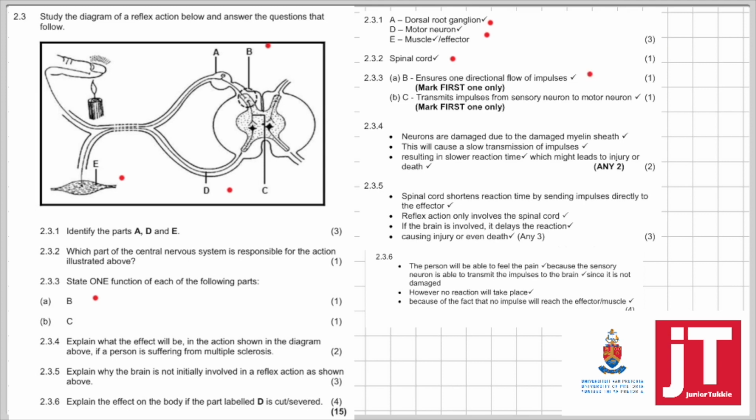What's the function of C? Look at C. C is pointing to the connector neuron. So what's the function of the connector neuron? Transmits the impulse from the sensory neuron to the motor neuron.